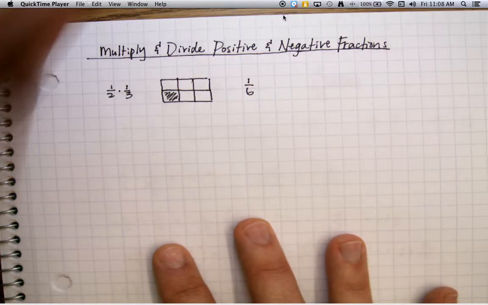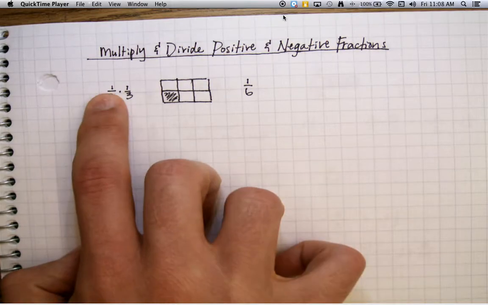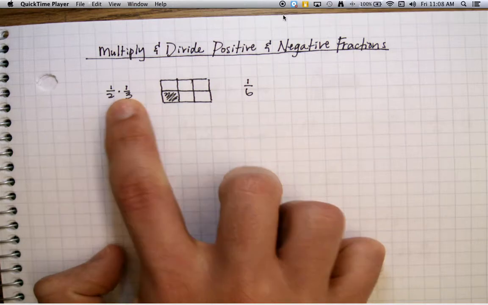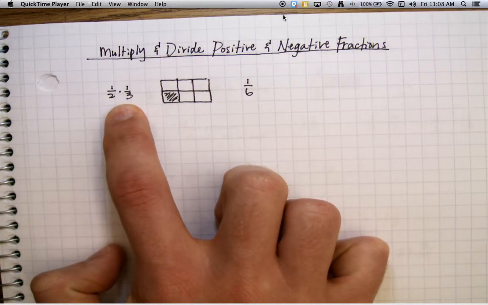And if we think about the math that could get us there, I notice that 1 times 1 is 1, 2 times 3 is 6. So that's our strategy. Multiply the numerators, multiply the denominators.